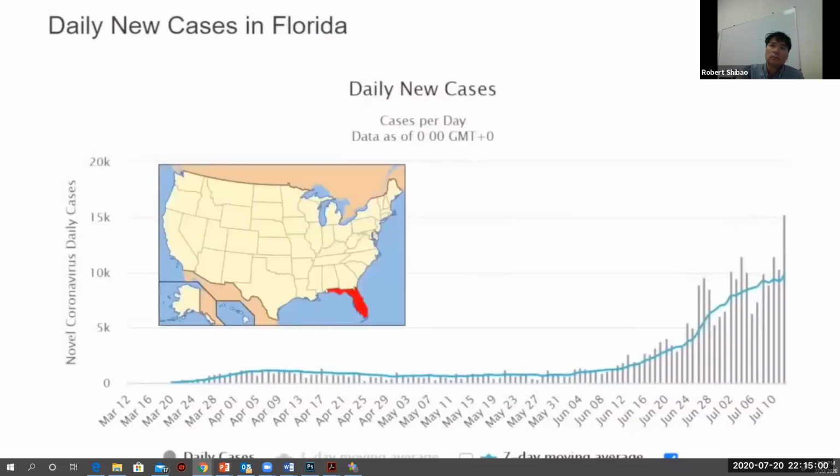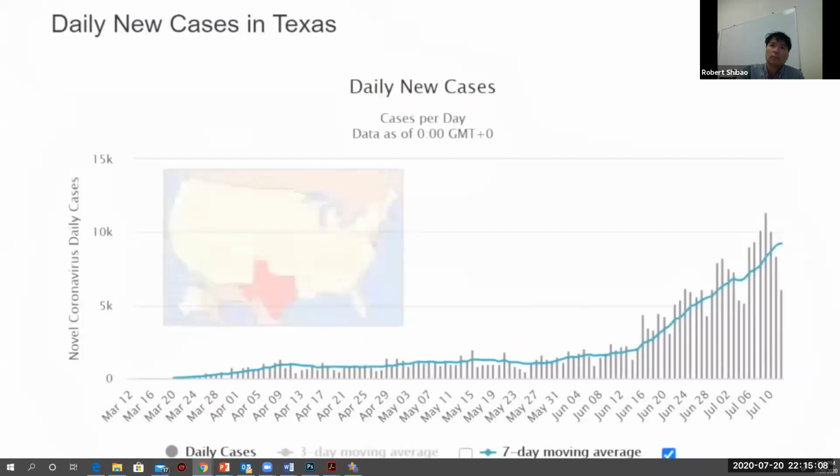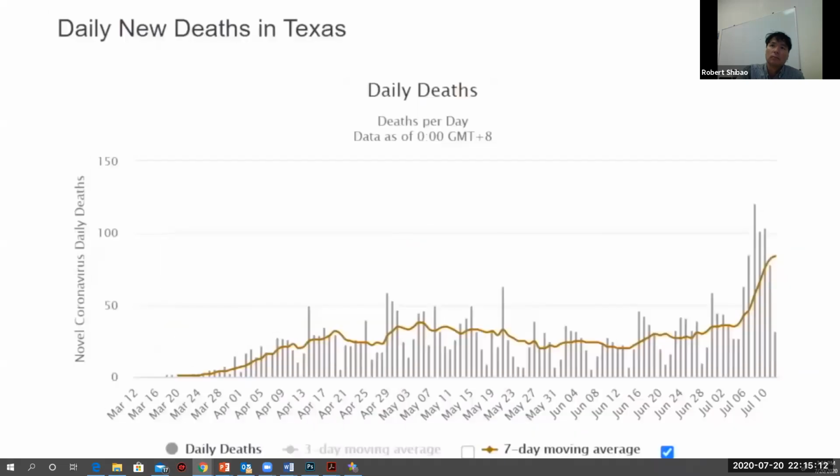In Florida, there's been an increase in daily new cases, and that is accompanied by an increase in daily deaths. In Texas, there is an increase in daily new cases, and this is accompanied by an increase, more than doubling, of the daily deaths in Texas.